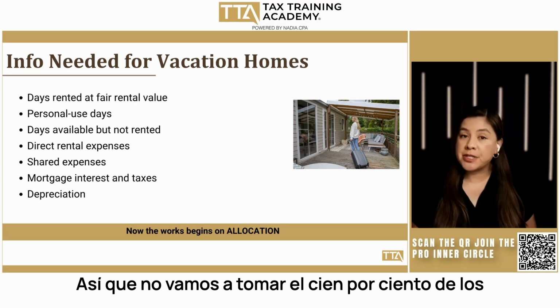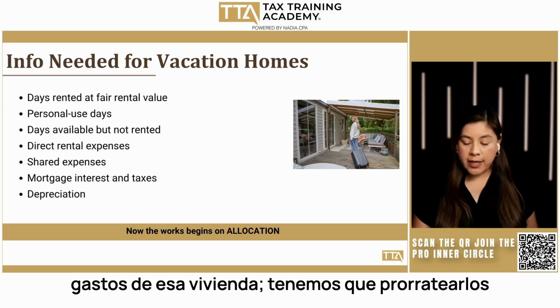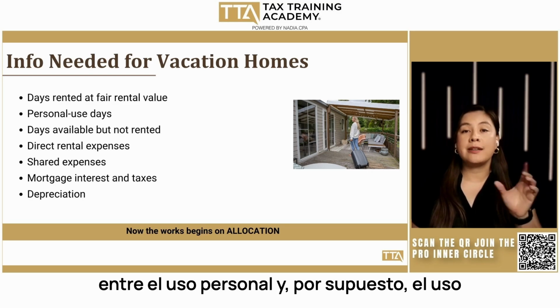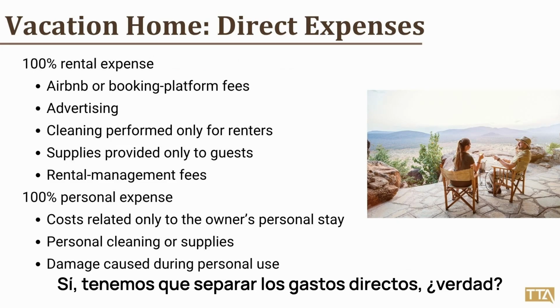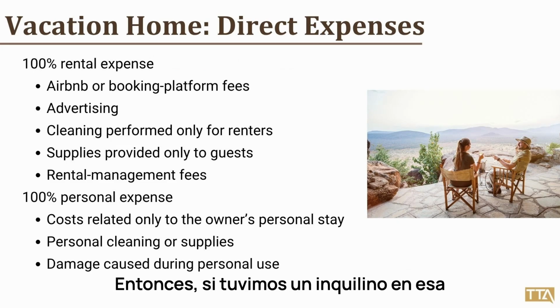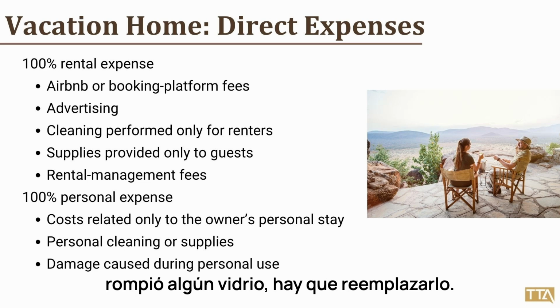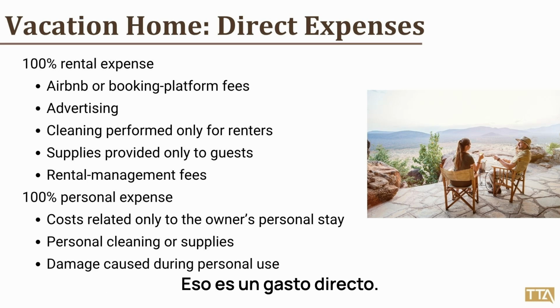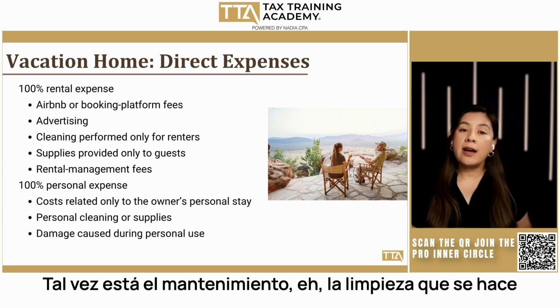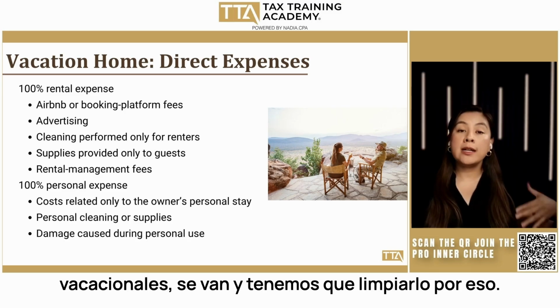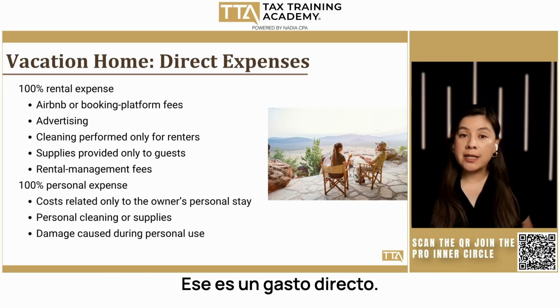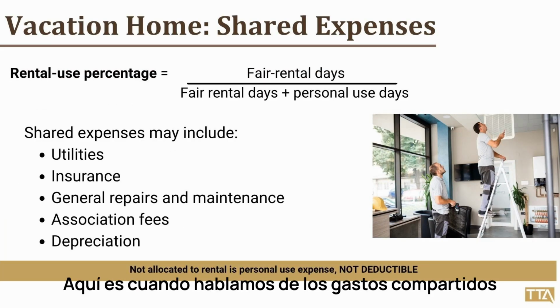So we're not going to take 100% of the expenses of that home. We have to allocate that between personal use and, of course, the use when it was rented or available for rent. We do have to separate direct expenses, right? So if we did have a tenant at that vacation home and maybe they accidentally broke some glass, we need to replace that glass. That's a direct expense. Maybe we have the maintenance, the cleaning happening after the tenant moves out, they move out, we need to clean it for that. That's a direct expense. Allocate the shared expenses.